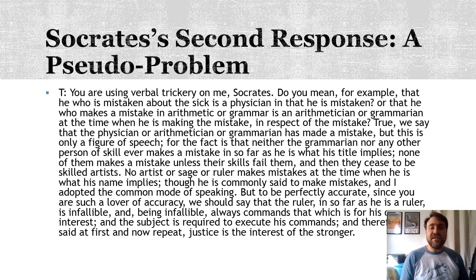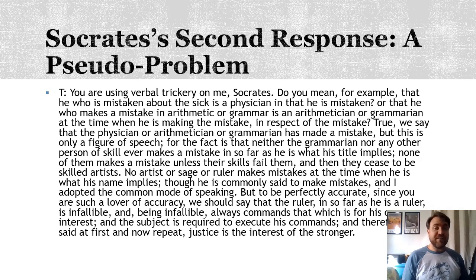He was. Do you mean, for example, that he who is mistaken about the sick is a physician in that he is mistaken? Or that he who makes a mistake in arithmetic or grammar is an arithmetician or grammarian at the time when he is making a mistake in respect of the mistake? True, we say that the physician or the arithmetician or the grammarian has made a mistake, but this is only a figure of speech. For the fact is that neither the grammarian nor any other person of skill ever makes a mistake in so far as he is what his title implies. None of them makes a mistake unless their skills fail them, and then they cease to be skilled artists. No artist or sage or ruler makes mistakes at the time when he is what his name implies, though he is commonly said to make mistakes, and I adopted the common mode of speaking.